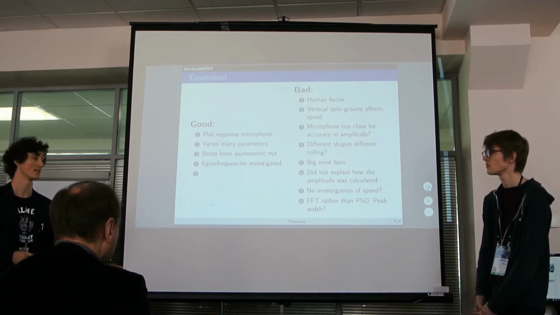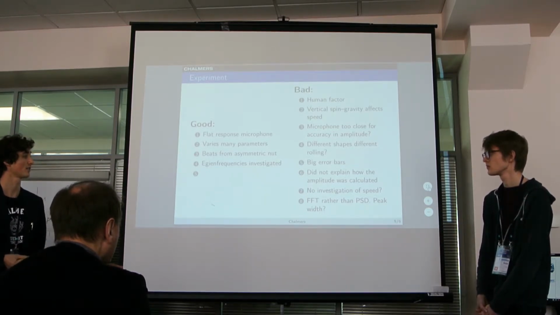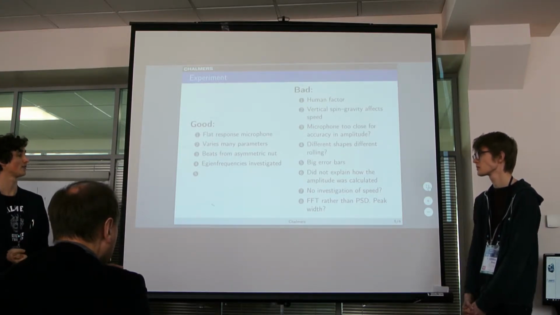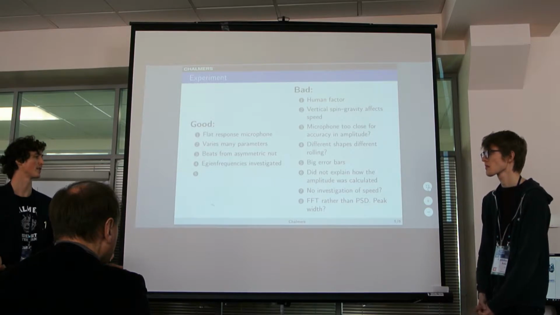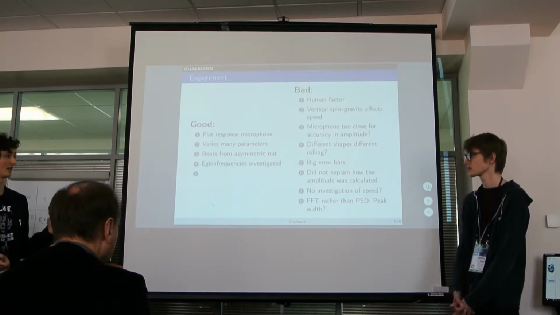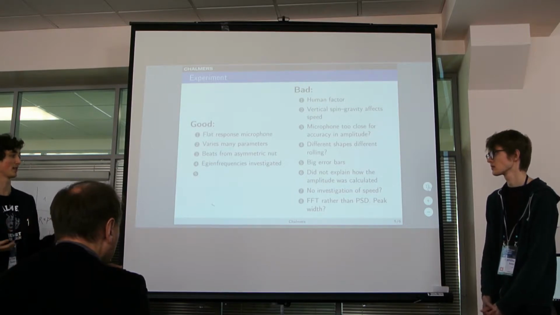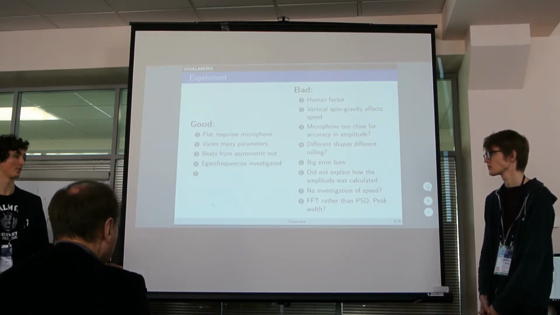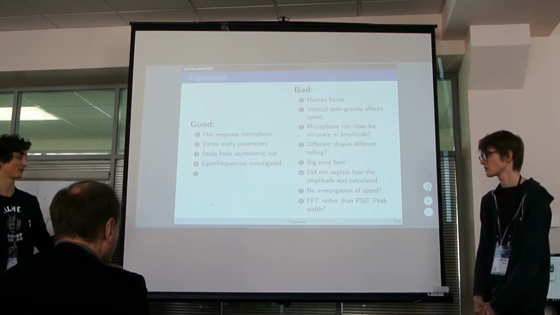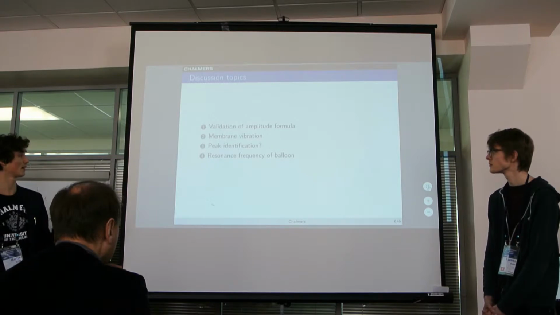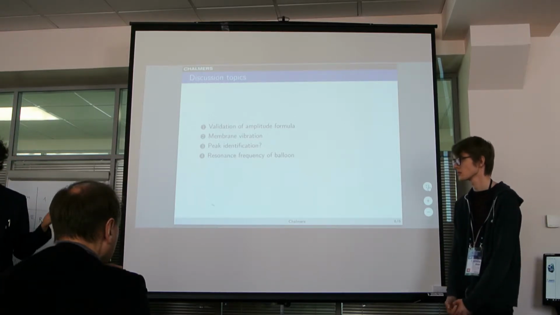I believe that this is something we should discuss a little later. It might affect the amplitude, I believe, and for some reason they decided to use a Fourier transform rather than a power spectral density, which is considerably less noisy and therefore more appropriate to use when finding peaks and calculating their width. So let's move on to the discussion.